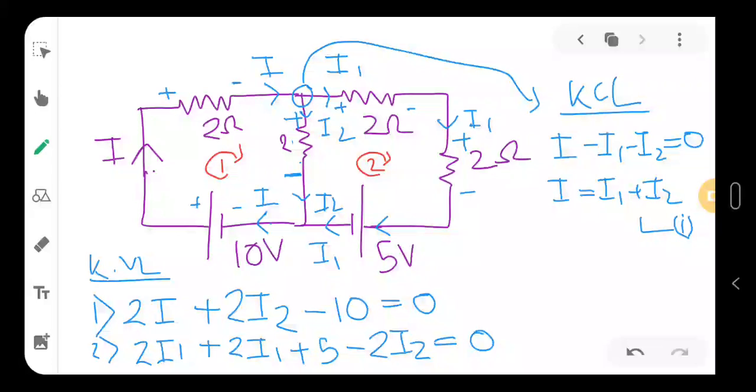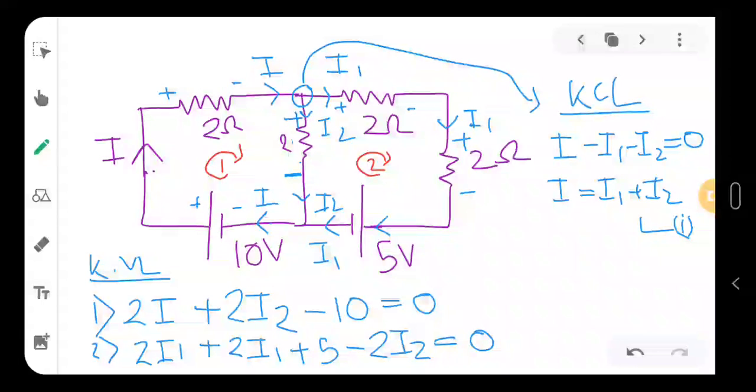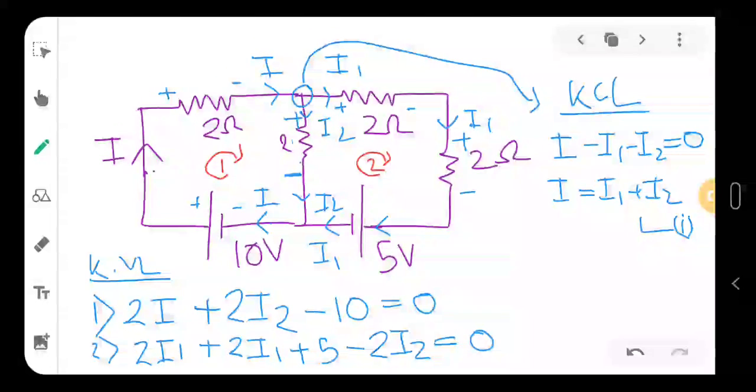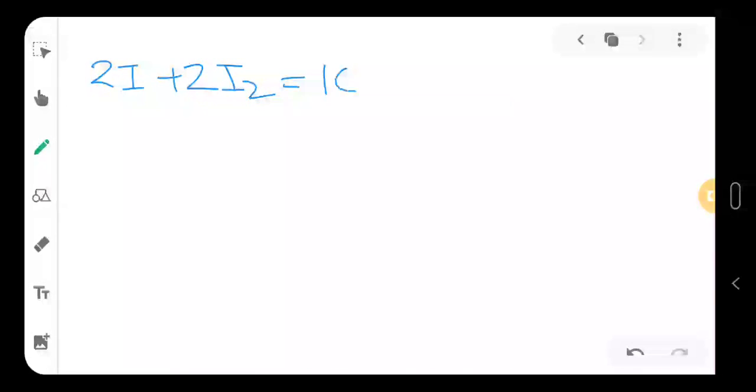Now you can see we have lots of equations. In the next line I am writing this equation again. That is 2I, this is the first equation we had, 2I plus 2I2 minus 10 equal to 0. I'm taking that 10 to that side. Now one thing you know, that I is equal to I1 plus I2.